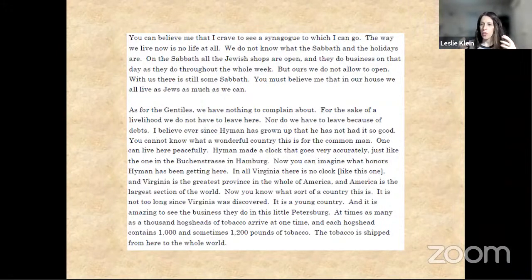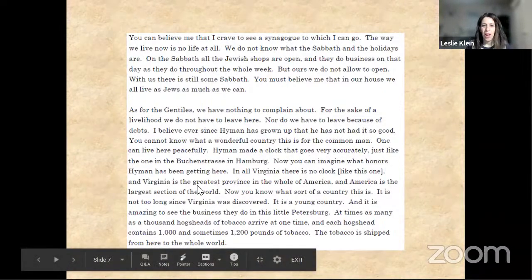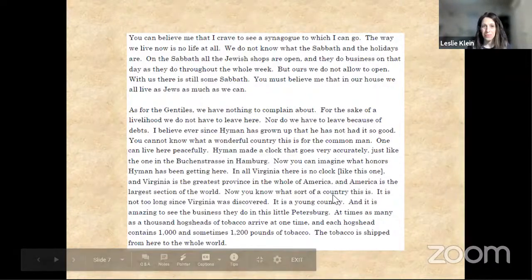But in Europe, where there were all these guilds, first of all, if Jews could even be in a certain profession, there were all these rules. If you do this, then you can't do that. But in America, hey, if you're good, that's what matters. No one cares. You want to make clocks and make silver? Great. And she talks about all the amazing business they're doing and the different crops, how great the economy is here in Petersburg.